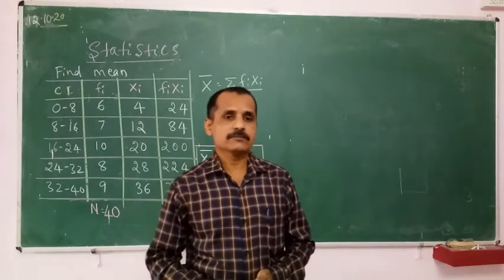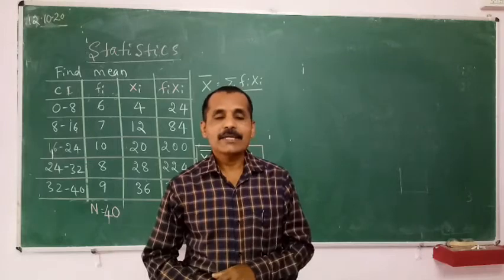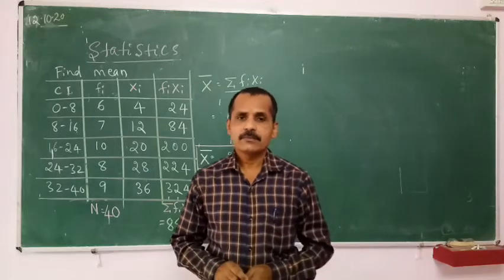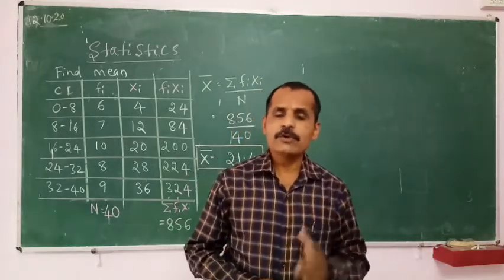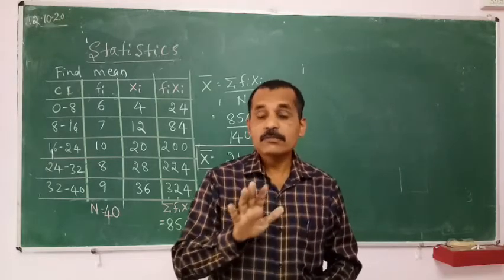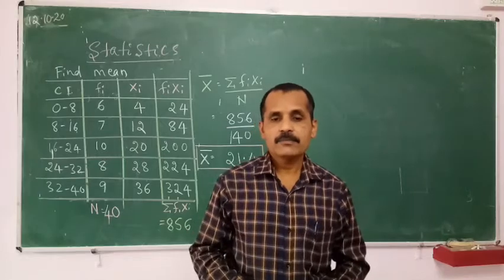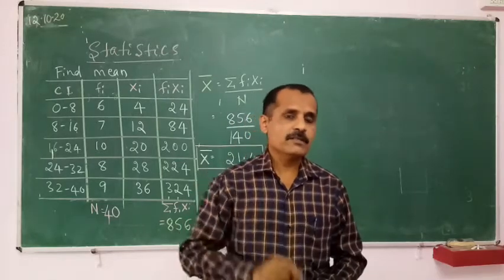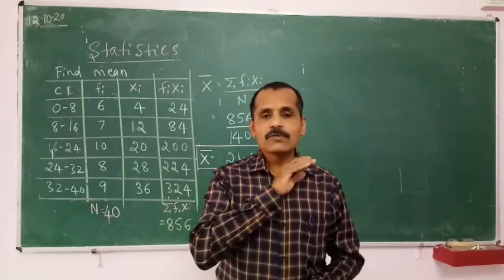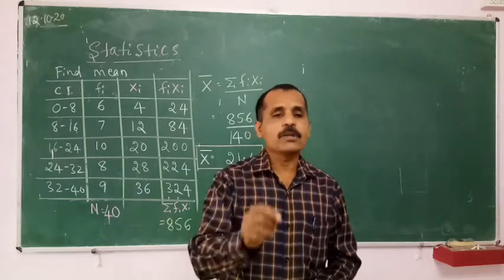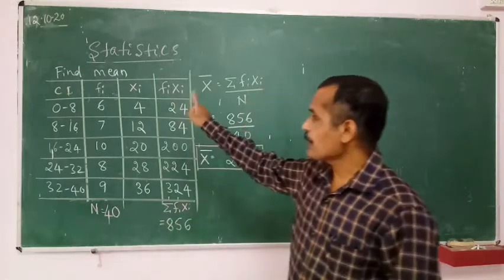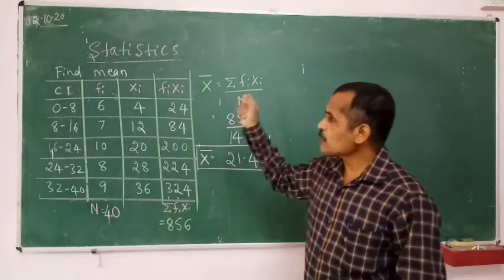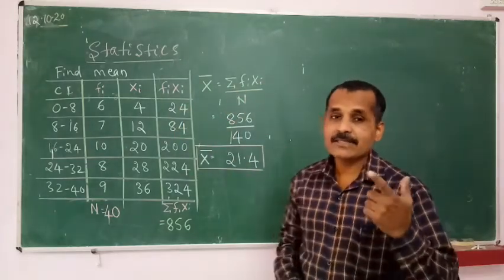I have uploaded the statistics, the first part, in which you have studied how to find the arithmetic mean by the direct method. Three problems I have solved in my first video, and I hope you are comfortable with the direct method. I told you in my previous video that to find the arithmetic mean we have different methods, and by solving a particular problem with any of those methods you get the same answer. So I have written one problem. This is the problem I solved in the first video. I am going to solve the same problem by the second method, that is the shortcut method.